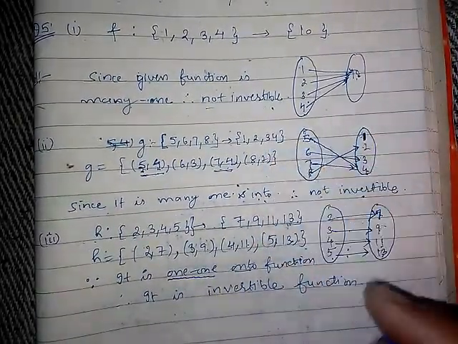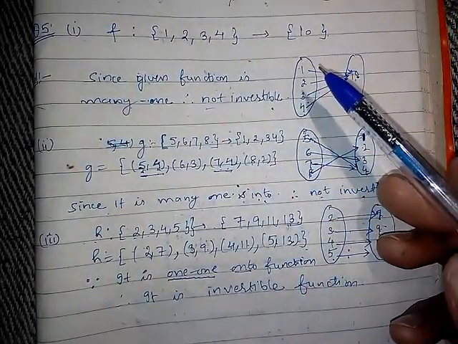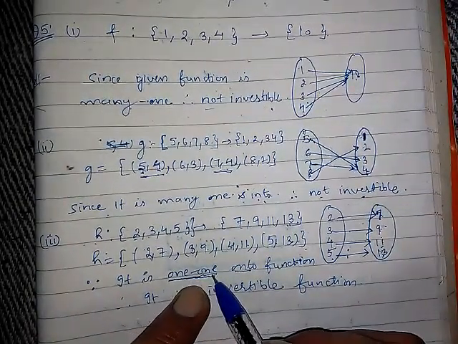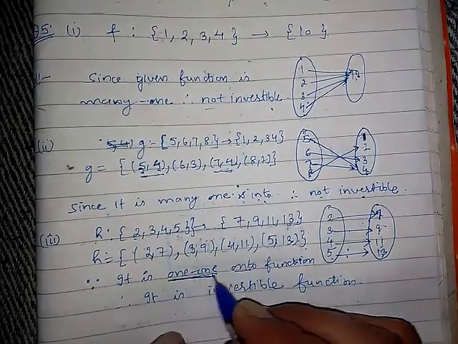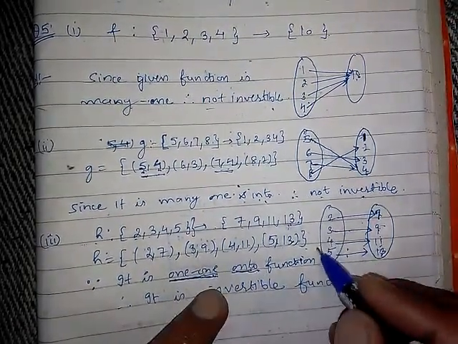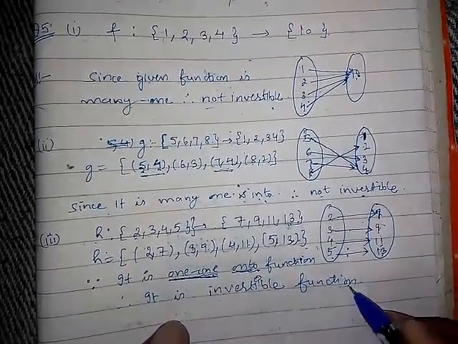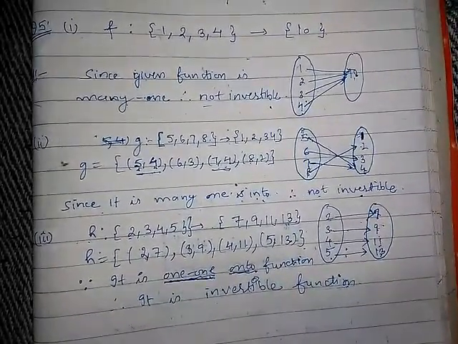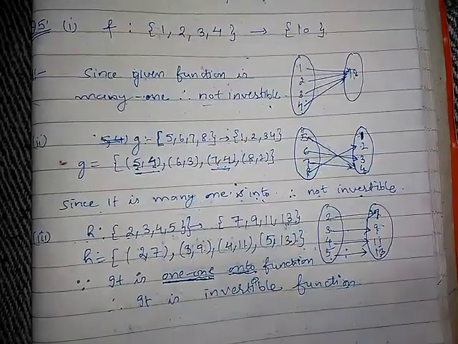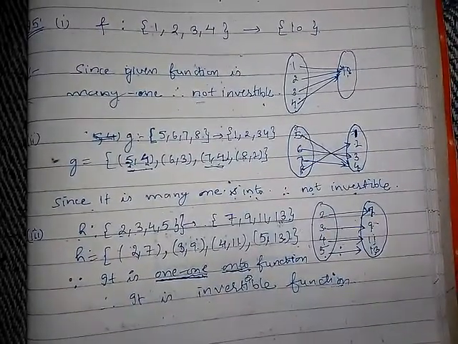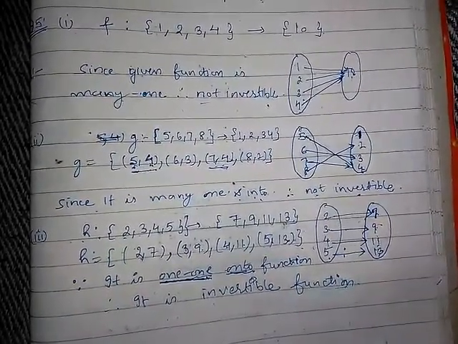I told you earlier in the theory discussed above that any function will be invertible if and only if it is 1-1 and onto. So this function is bijective, therefore it is an invertible function. Clear? In the starting I told you the knowledge of bijective functions is required for this exercise. Now see here, a bijective function will be an invertible function only.